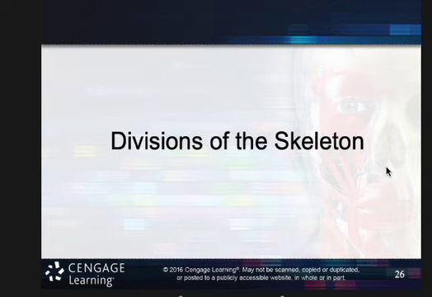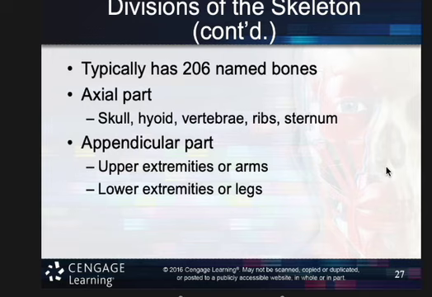The divisions of the skeleton include the axial skeleton, which is the skull, the hyoid bone, the vertebral column, the sacrum, the coccyx, the ribs, and the sternum. And then the appendicular skeleton, which is made up of the pectoral and the pelvic girdle and the bones of the arms, the legs, the hands, and the feet. So we'll look at each of these.